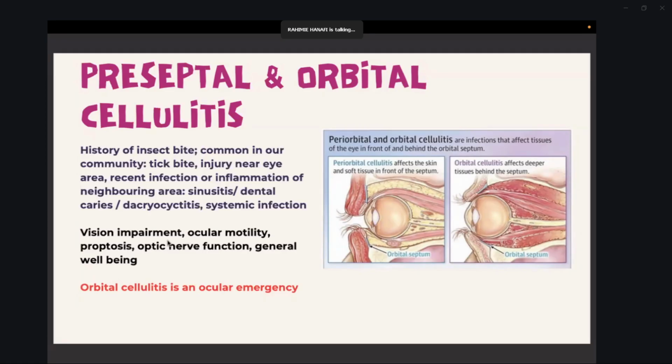Orbital cellulitis can have no vision impairment as well, or even mild. Okay, the ocular motility, because in orbital cellulitis, the extraocular muscles and the neighboring cranial nerves can be affected, which limits the ocular motility. Proptosis, which is very significant for orbital cellulitis. How about the optic nerve function, which is important in assessing orbital cellulitis, and then general well-being. Okay, so it's important to remember that orbital cellulitis is an ocular emergency.